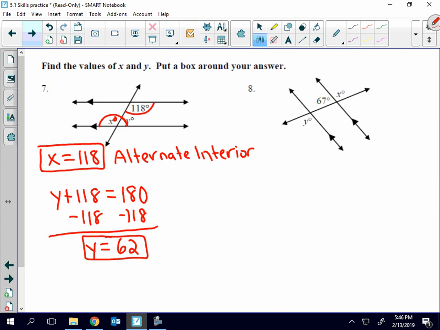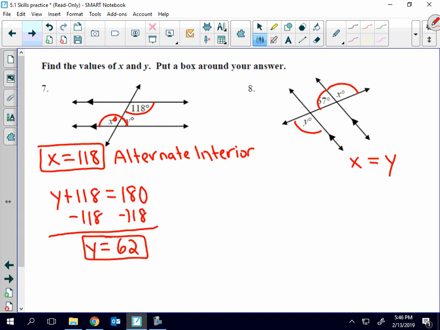All right, let's do number 8. Any of them the same as 67? That one is acute, and y and x both look to be obtuse. So really, we know x is the same as y.